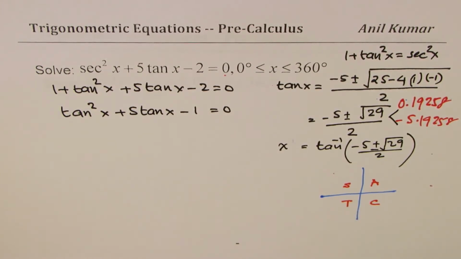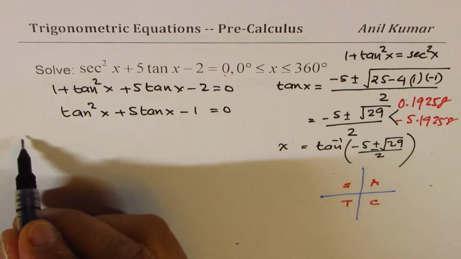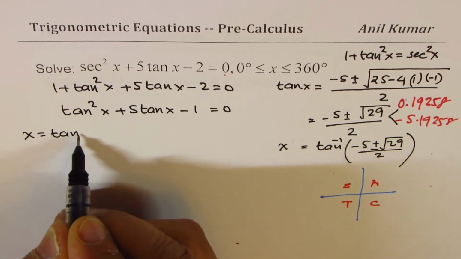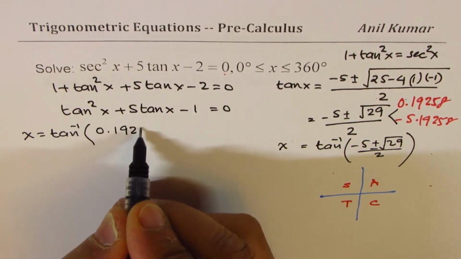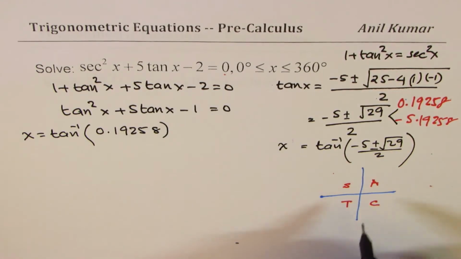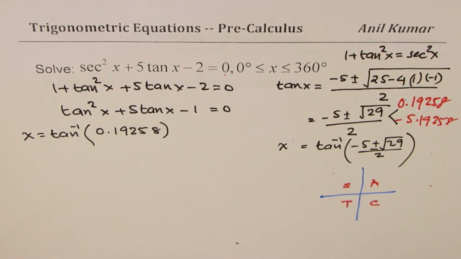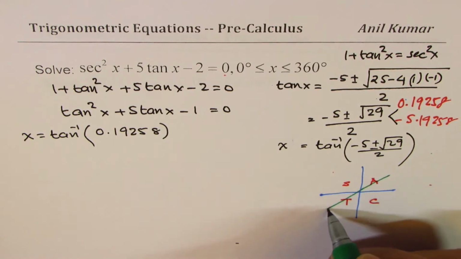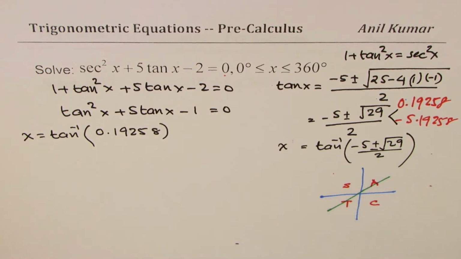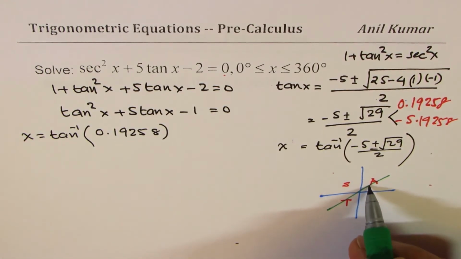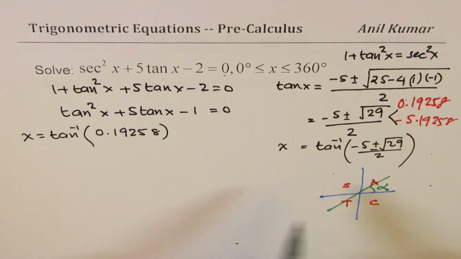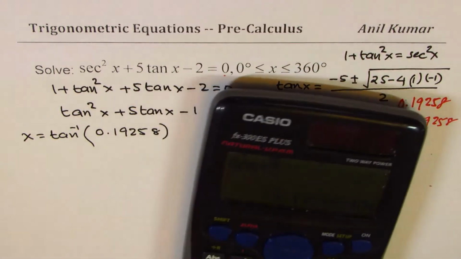So to solve for the first one, let me rewrite. That is to say, x equals tan inverse of positive quantity, which is 0.19258. We get two solutions, one of them being in quadrant 1, the other one in 3, right? Since tan is positive in both. So we'll actually find the acute angle first. And once we find this acute angle, we can add pi to get the 180 degrees to get the other answer. Is it okay?